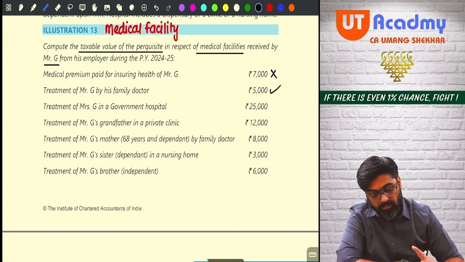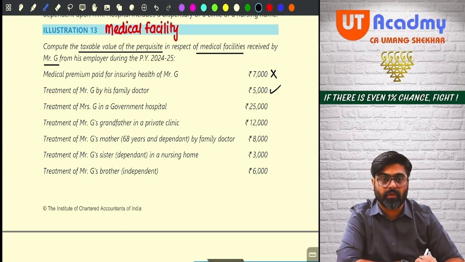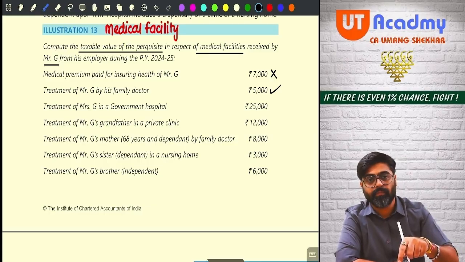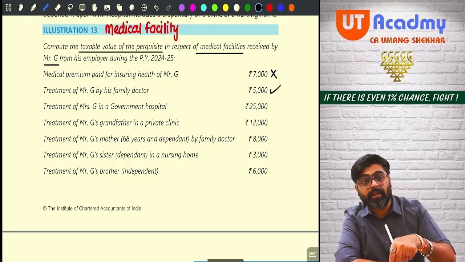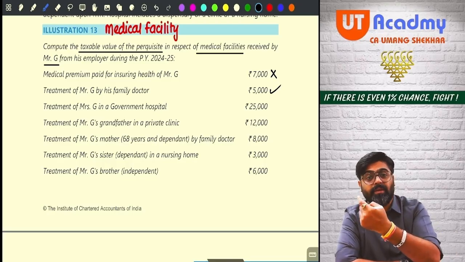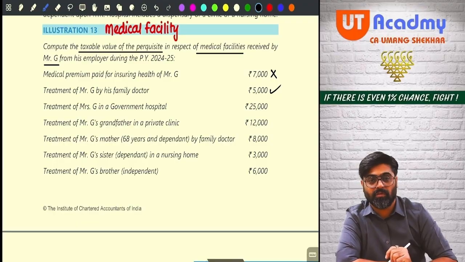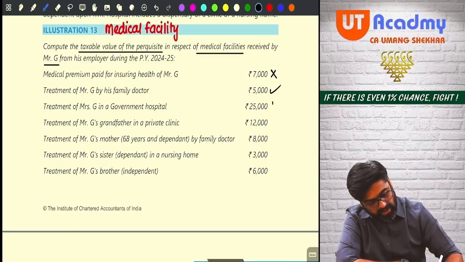Next one, treatment of Mrs. G in government hospital. Very good. The treatment is happening in India and in a government hospital also. And the treatment is happening for a specified patient. Mrs. G means spouse. Yes or no? Then it will be exempt.